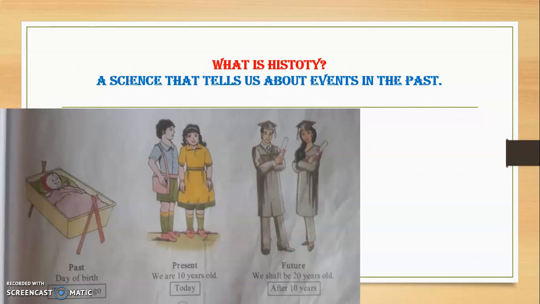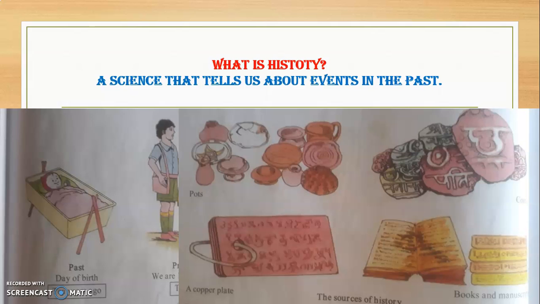So history is the story about the past and it helps us make our present and our future more comfortable and bright. Now, how can we study history or how do we come to know about history? We come to know about history in 3 different forms. It can be through written material, it can be oral material, and it can also be through other materials.